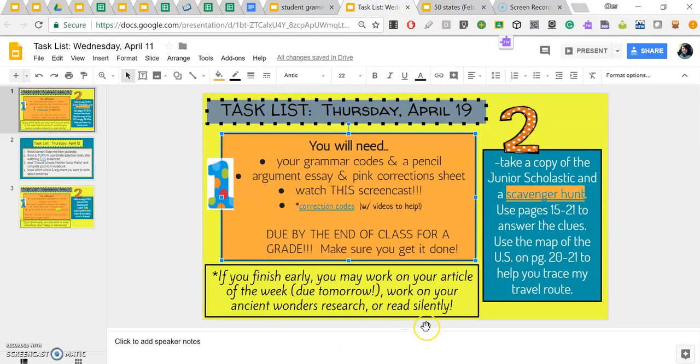Should you finish, you can work on your article of the week. Don't forget that's due tomorrow. You will be taking your Wiser Me question set on it, or you can work on your Ancient Wonders research or read. But today is a silent, independent work day, and you are not to be working with a neighbor. If the sub leaves your name, you know it's going to be an automatic goldenrod.